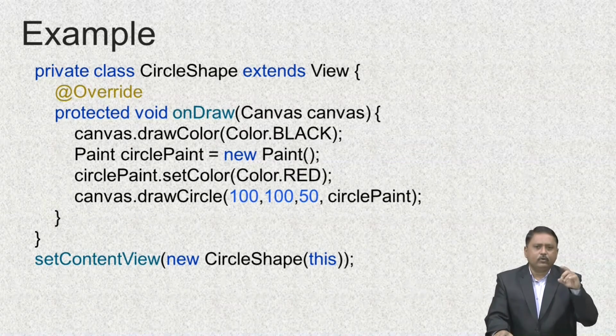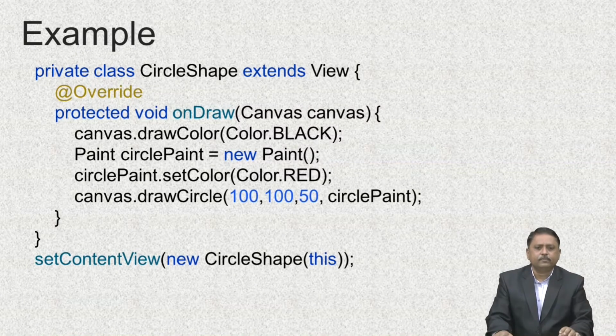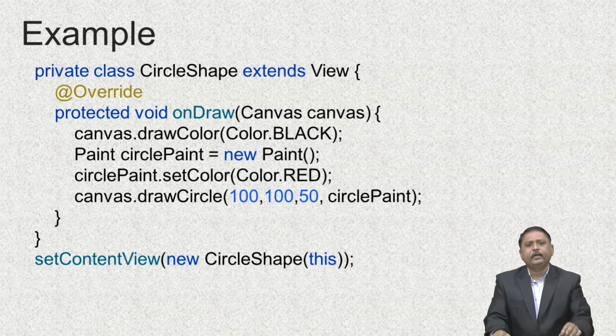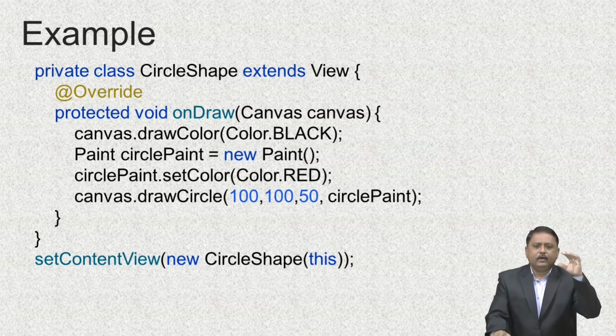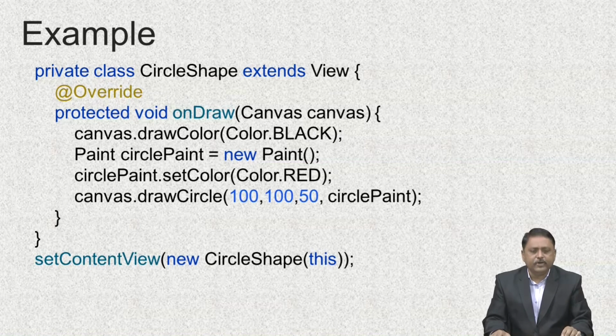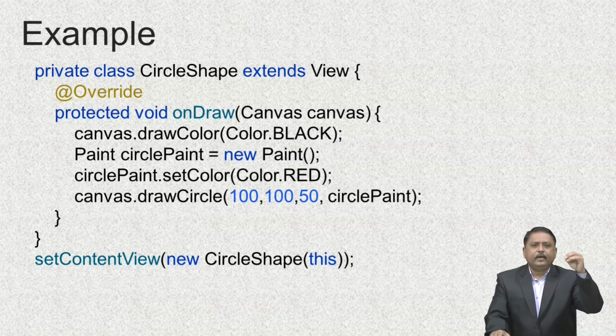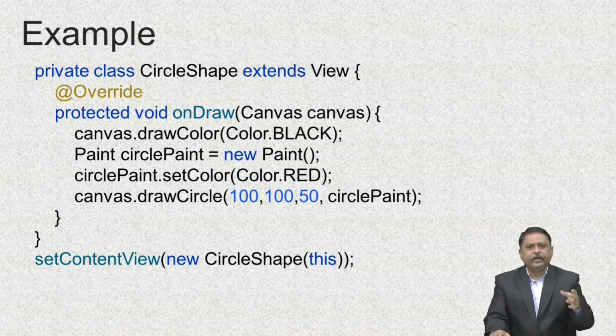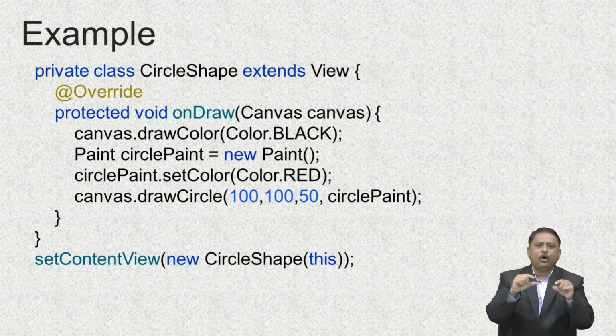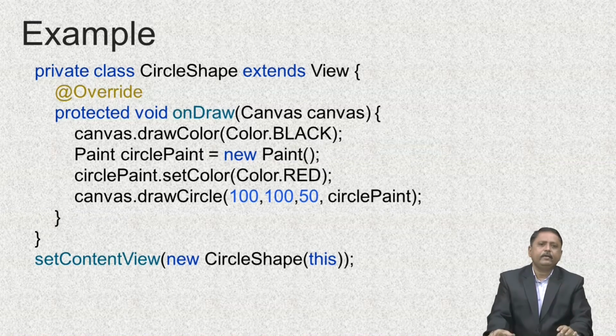So, it draws a circle at 100, 100, that is the center of the circle, and 50 is the radius of the circle, and the fourth argument circlePaint specifies what will be the style of this circle's fill color. So, here it should be red. When I create an instance of this class CircleShape and set it inside setContentView of any activity, it actually draws a small circle of red color on the screen.